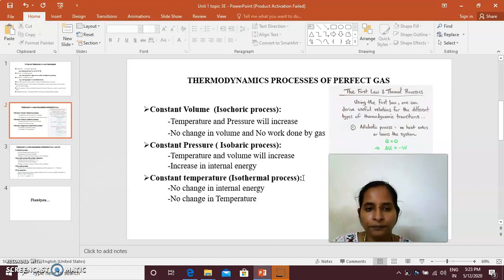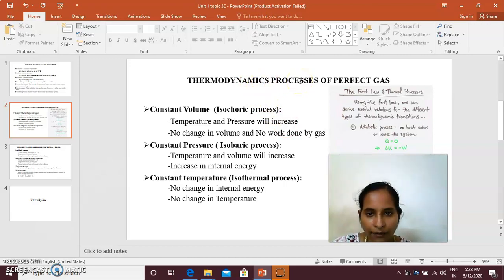Before going to devices, we should study how the working substance is processed in the device to give the output, how the processes take place, and the various environments created to get the particular output. Okay. So now, thermodynamic processes.